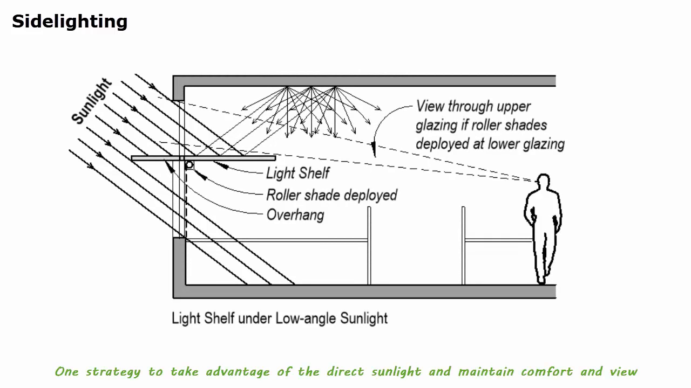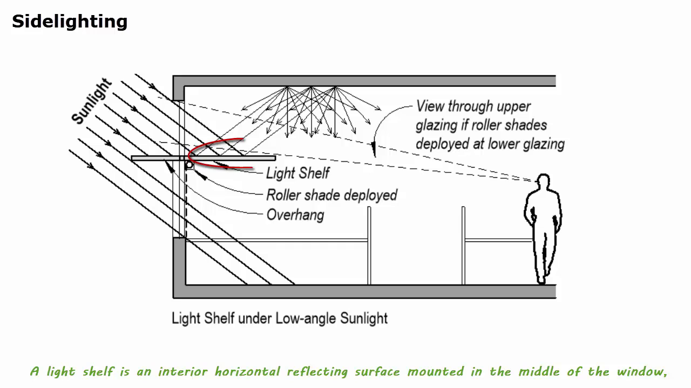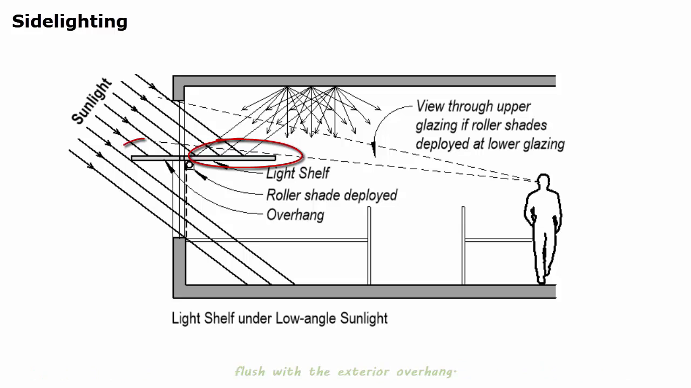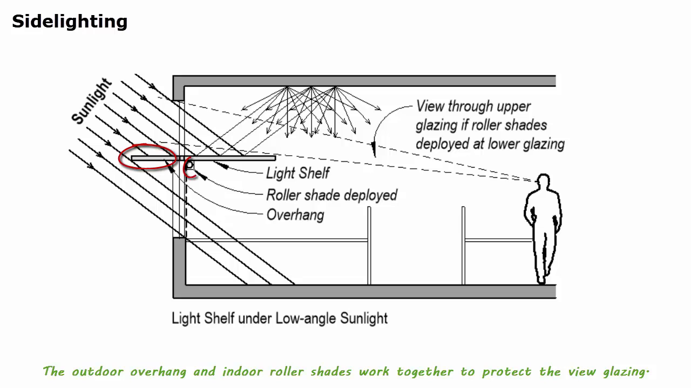One strategy to take advantage of the direct sunlight and maintain comfort and view is to redirect sunlight from a primary surface, such as a light shelf, to a secondary surface, the ceiling, which in turn illuminates the work surfaces. A light shelf is an interior horizontal reflecting surface mounted in the middle of the window, flush with the exterior overhang. It divides the glazing into a lower view glazing, primarily for view, and an upper daylight glazing for illumination. The outdoor overhang and indoor roller shades work together to protect the view glazing.